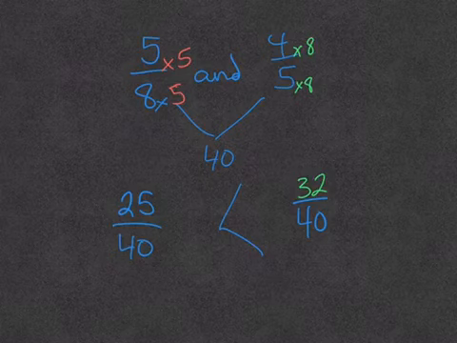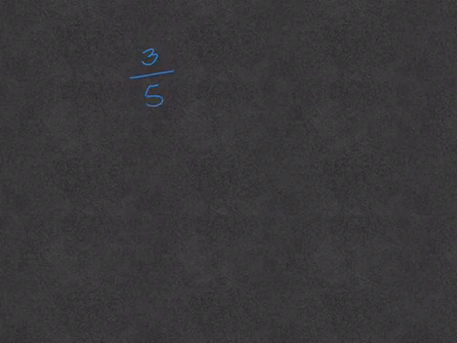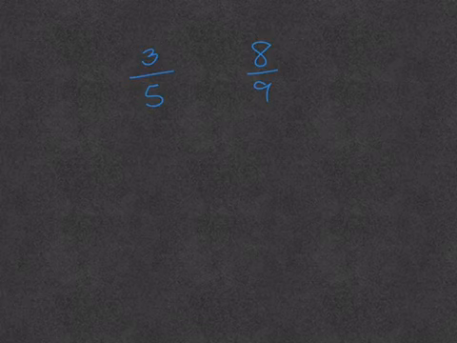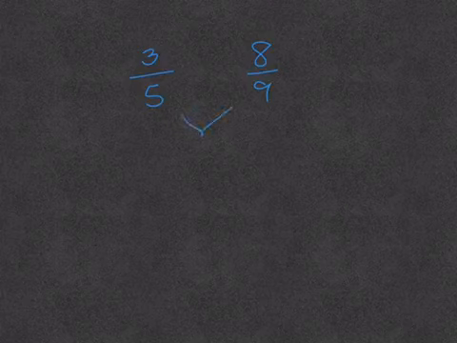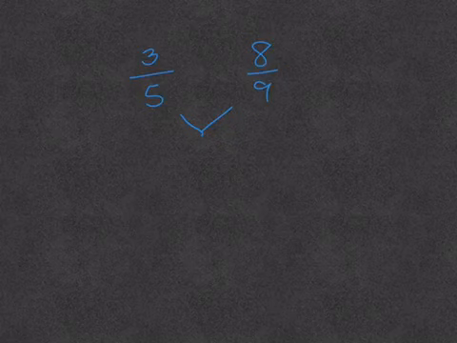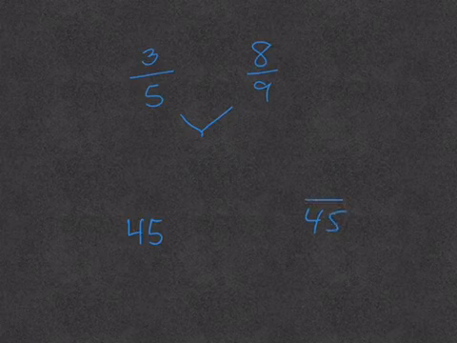I'll give another example of that. So if I have 3/5 and 8/9, and I wanted to compare these two. And I noticed that 5 does not go into 9, 9 doesn't go into 5. So the easy thing that we could do is just find the common denominator. So I could do 5 times 9, which is 45. So my denominator for both fractions will be 45.